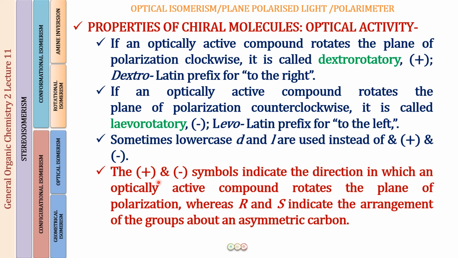The plus and the minus sign have nothing to do with R and S. Alright, an R compound can be both plus and minus. An S compound can be both plus and minus. An R compound can be rotating the plane of polarization in the clockwise direction or in the anti-clockwise direction. Similarly, an S will also. This is something that we will be talking about later, so you will understand that better at that time.